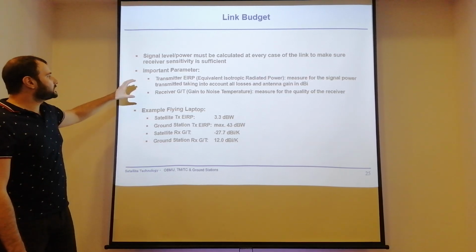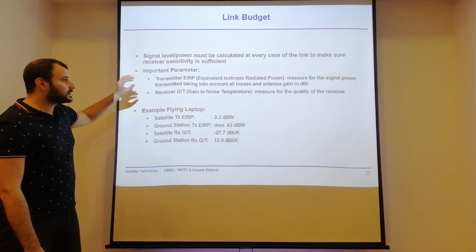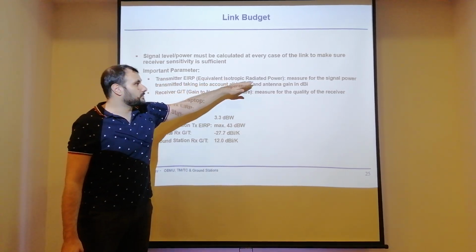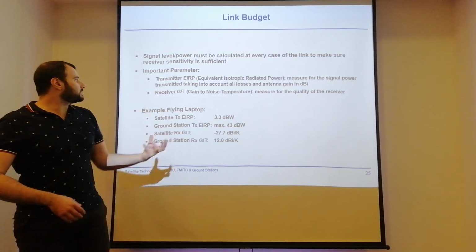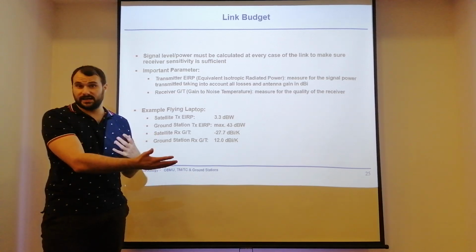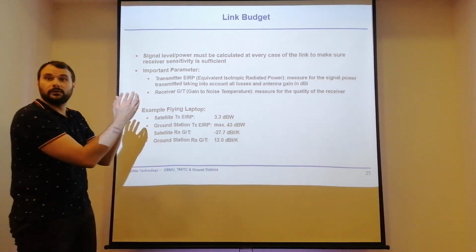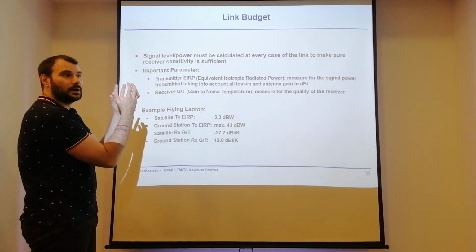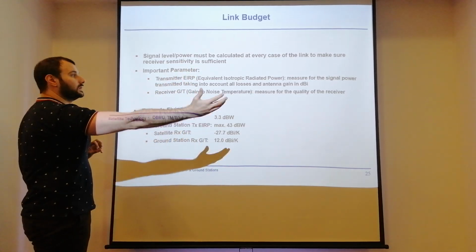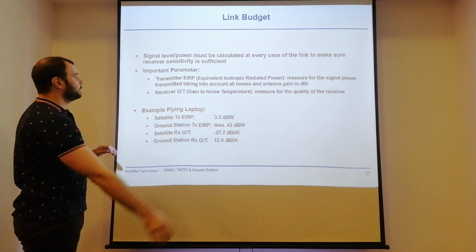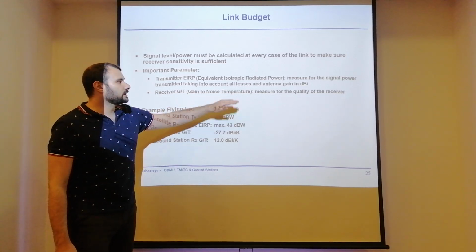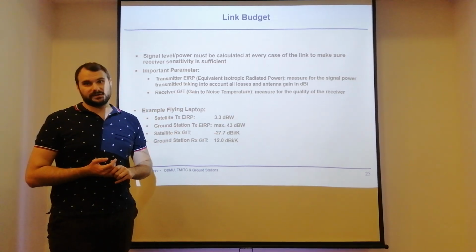And the important parameters to analyze this link are the transmitter EIRP, the equivalent isotropic radiated power, which is a measure for the signal power transmitted, taking into account all losses and the antenna gain. So this is the basic output of your transmitter at the very end, at the interface to the air or space. And on the receiver side, we have the G/T, the gain to noise temperature, as a measure for the quality of the receiver.